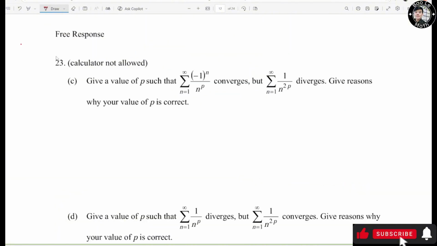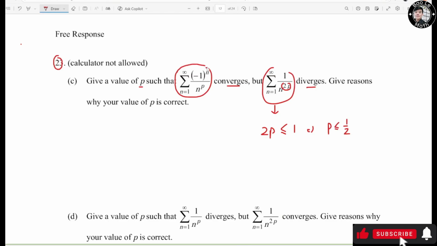Now let's move on to question 23. Give a value of p such that this series converges, but this series diverges. Alright, so we're gonna start with this one. This one is actually the p series, right? So in order for the p series to diverge, 2p must be less than or equal to 1, or p less than or equal to 1 half, right?